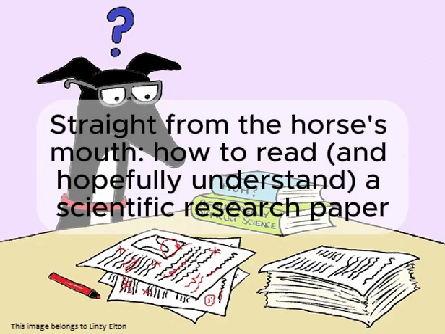Next, you'll move on to the methods. This section explains how the researchers did the research to get the results that they did. In theory, the methods should be detailed enough for a scientist in a completely different laboratory, in the same field, to repeat that experiment exactly.